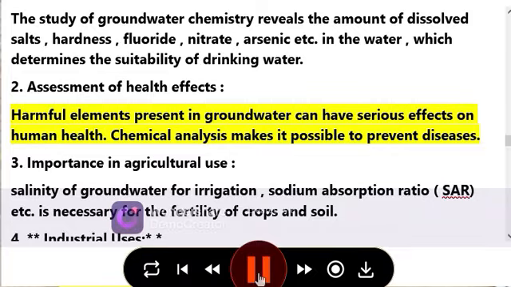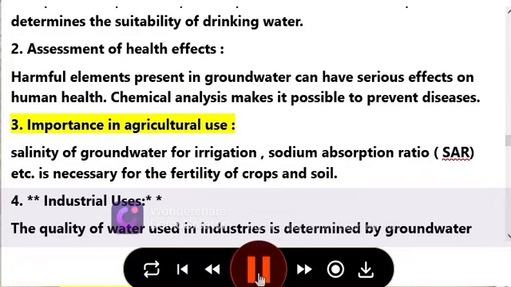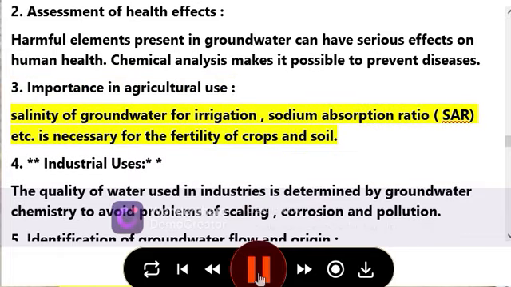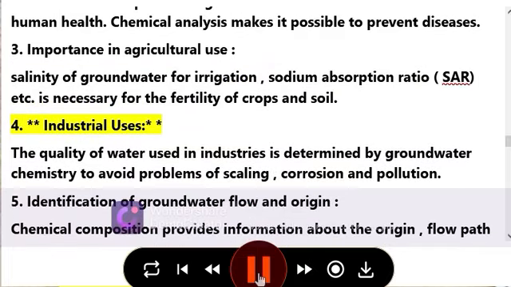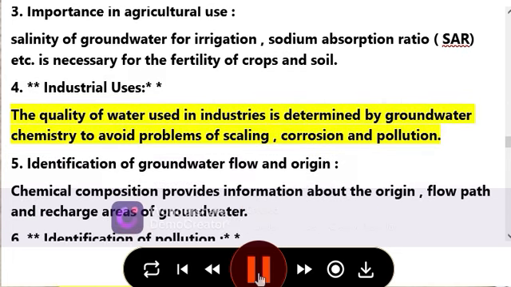2. Assessment of health effects. Harmful elements present in groundwater can have serious effects on human health. Chemical analysis makes it possible to prevent diseases. 3. Importance in agricultural use. Salinity of groundwater for irrigation, sodium absorption ratio, SAR, etc. is necessary for the fertility of crops and soil.